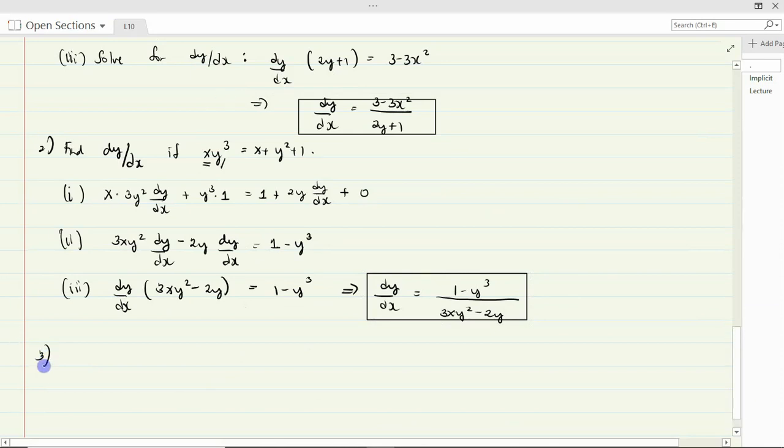Okay, sana clear ito. Let's move on to the next example. For the next example, find dy dx.